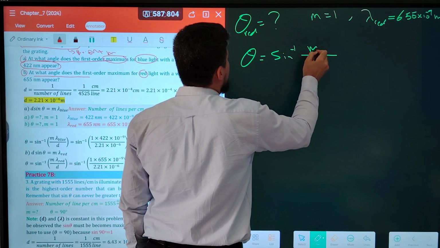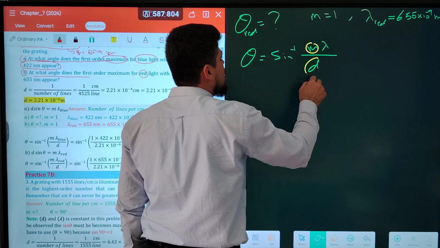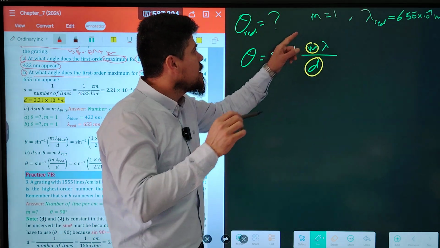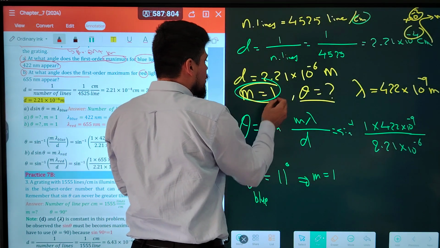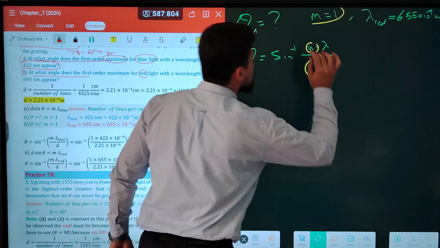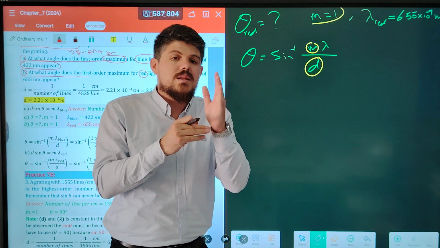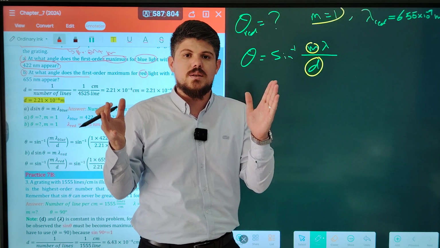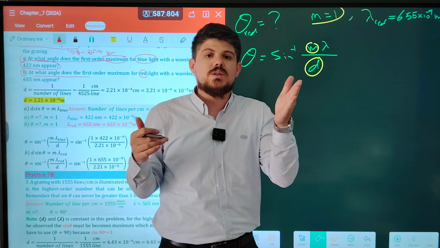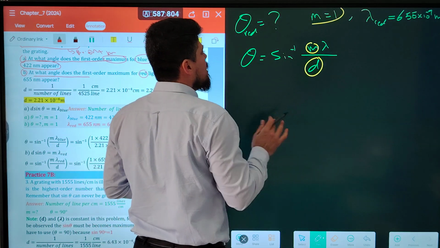Theta is sine inverse of m lambda over d. Guys, look, m is constant, d also constant. For the blue light we also used m equals 1. The diffraction grating and the distance between the gratings do not change by changing the source of the light. The distance between the gratings changes only by changing the diffraction grating. So m and d are constant.